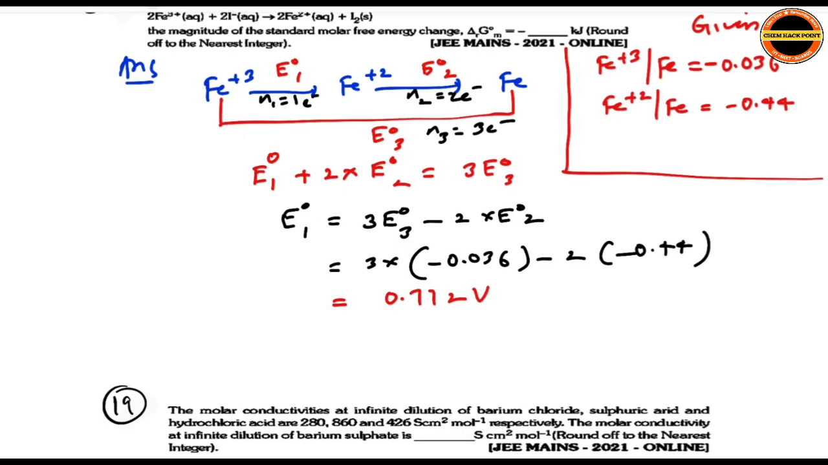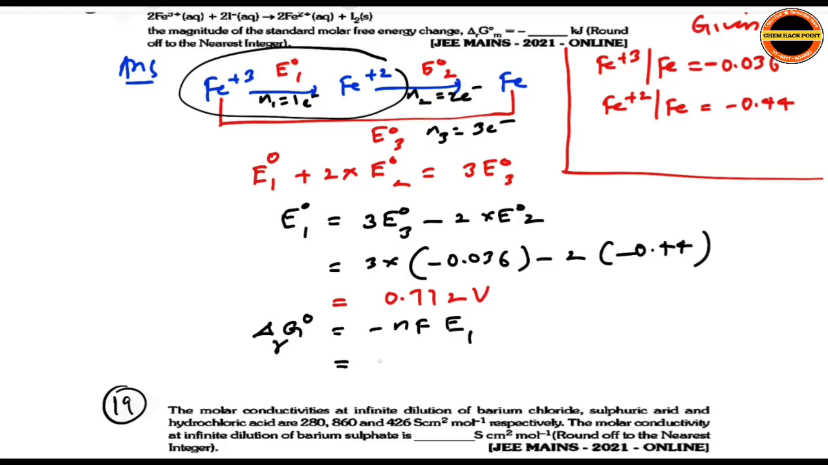0.772 volt. Once you know these values, the delta G of the entire reaction is equal to minus nFE. Which reaction are they asking? Fe plus 3 to Fe plus 2. So this one only they are asking in the question. nFE1. Substitute the value, which is minus 2 into 96.5 into 0.233.